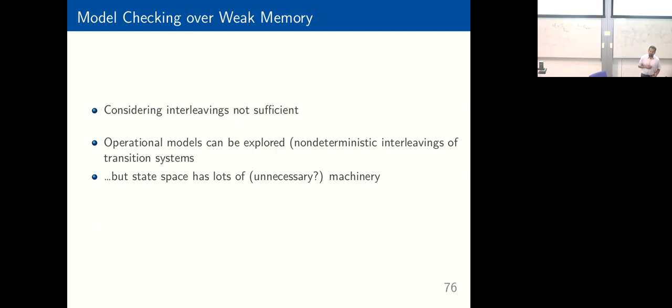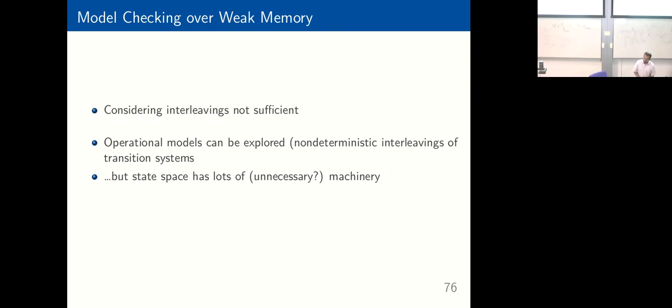In weak memory models, it's not just interleavings. It could be just interleavings if we created these operational models with more stuff. But then there's more stuff, right? The state space basically becomes much bigger. So the ongoing work is how do we reduce that state space?